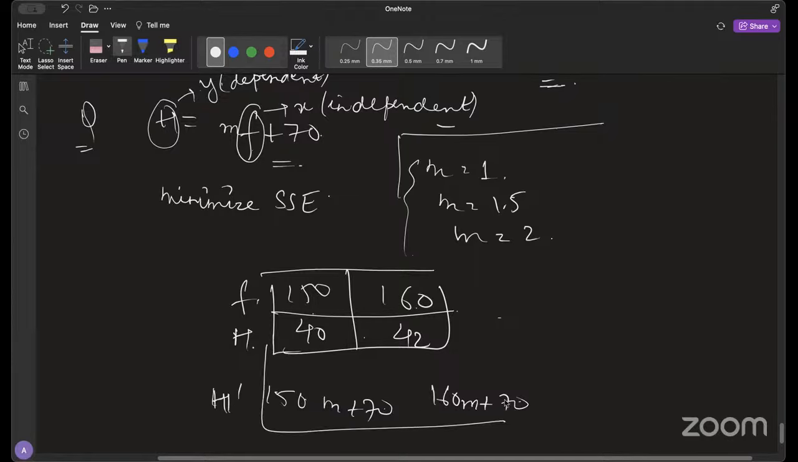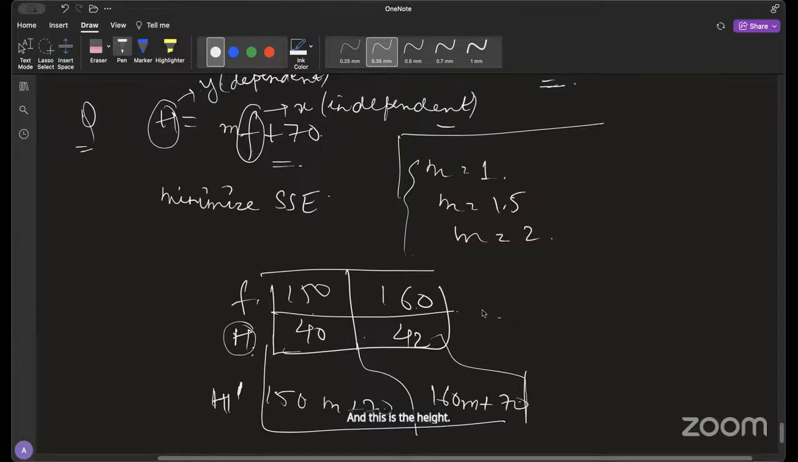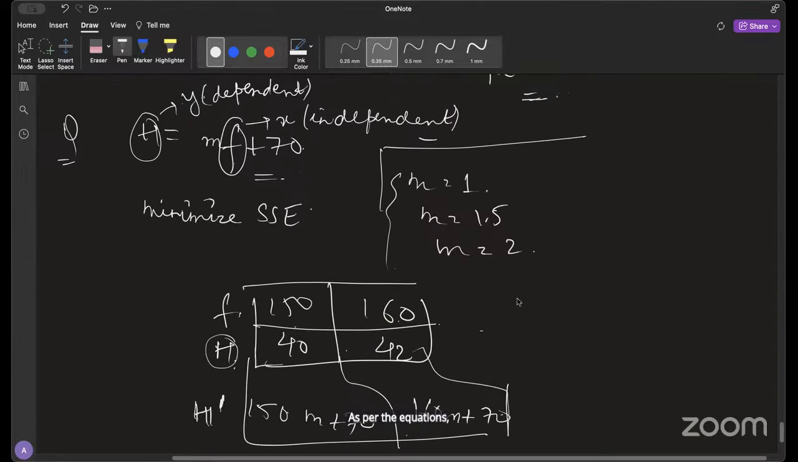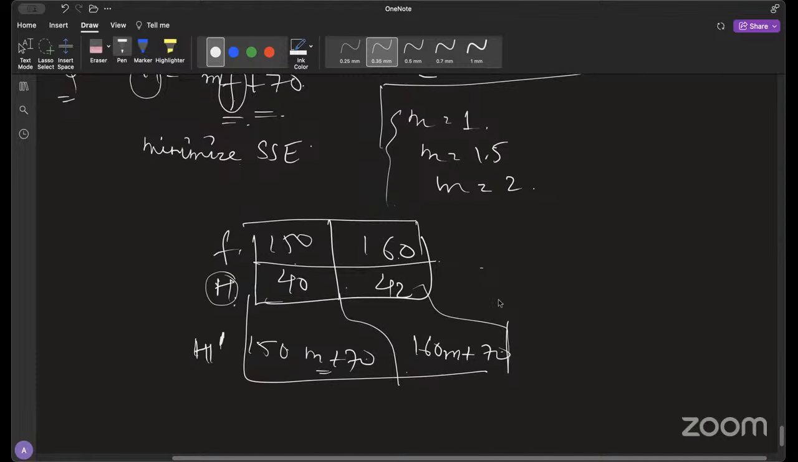Is this part clear to everyone? Yes, ma'am. This is the actual height, and this is the height as per the equation of the line. So let's just say this is the equation of the line given to you. So this is as per the equation of the line given to you. If this part's not clear to anyone, I can repeat this. How do you get H dash equals this thing?